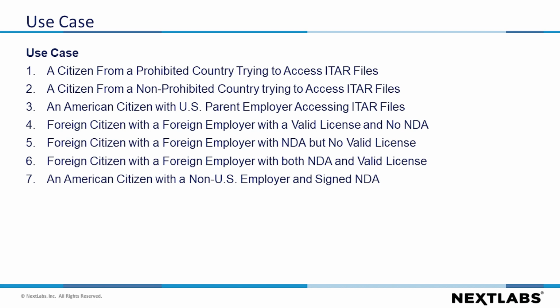In my fourth example, I have a foreign citizen with a foreign employer with a valid license and no NDA. In my fifth example, I have a foreign citizen with a foreign employer with an NDA but no valid license. In my sixth example, I have a foreign citizen with a foreign employer with both NDA and a valid license. And lastly, I have an American citizen with a non-U.S. parent employer but a signed NDA.